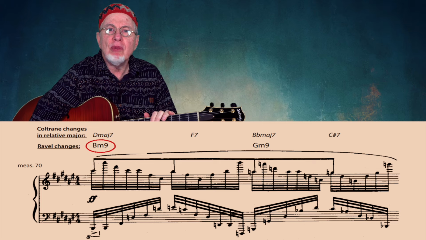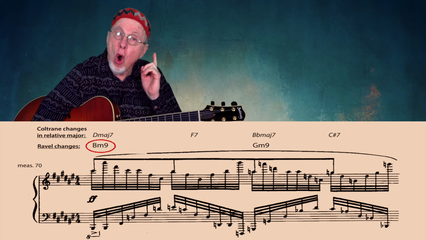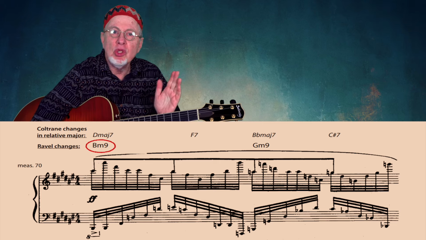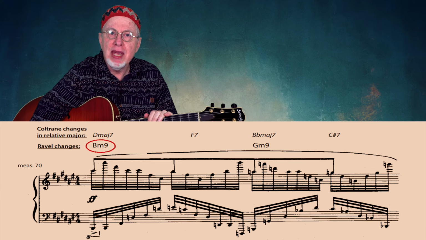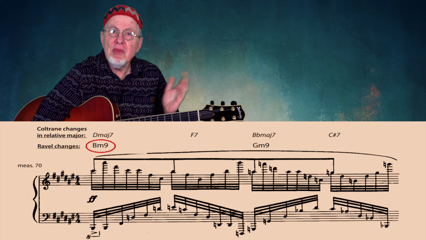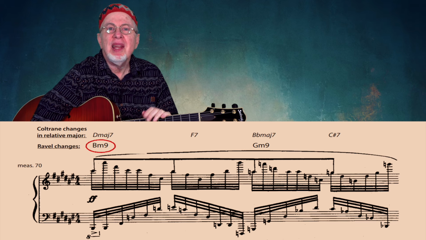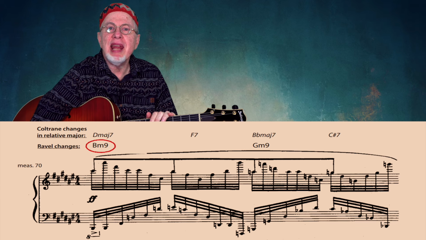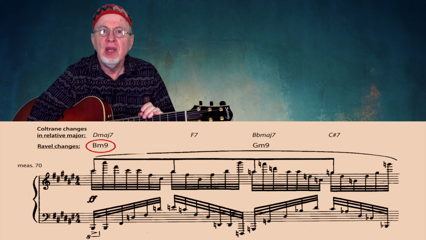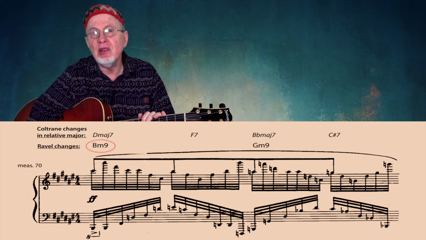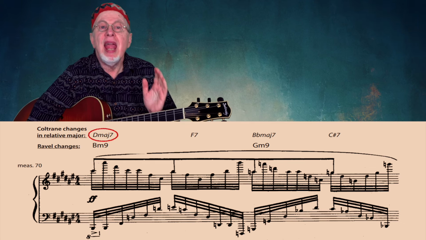And right off the bat, we can begin to see and hopefully hear what Coltrane did. He initially might have used the relative major of the key. Same notes, but different bass. And you'll see that I wrote the Coltrane adaptation for Giant Steps above Ravel's chords. So the relative major of B minor is, of course, D major.